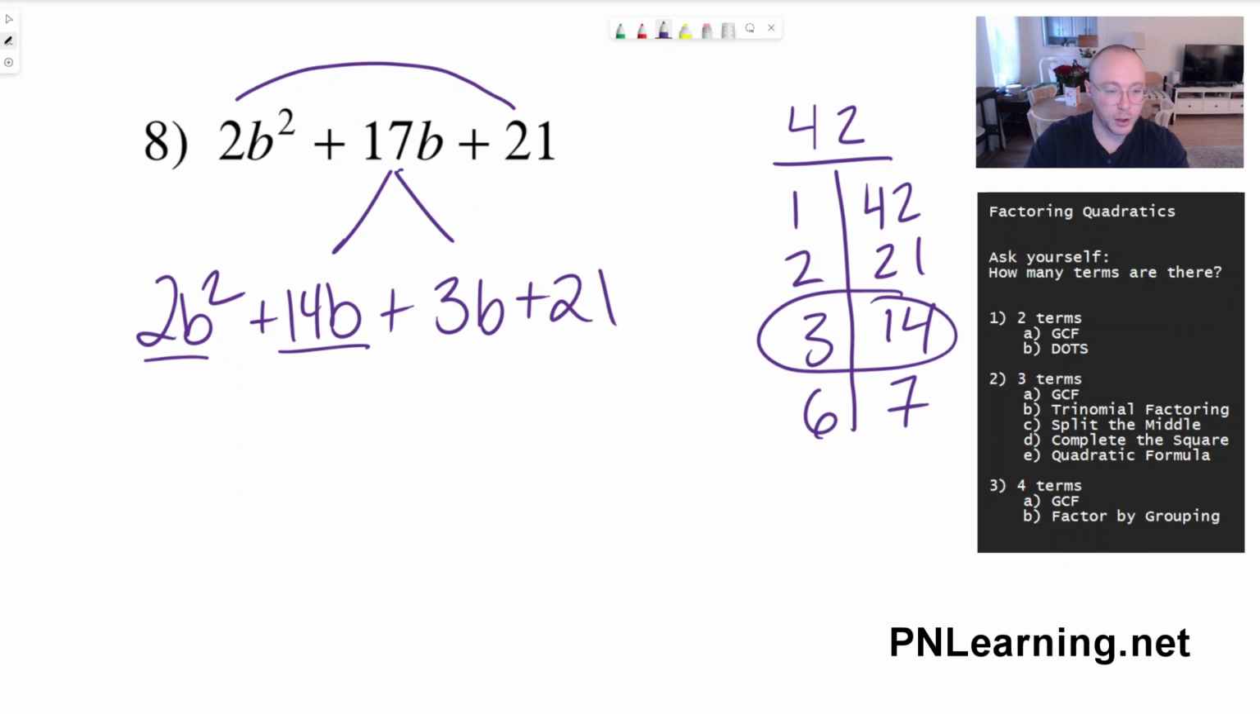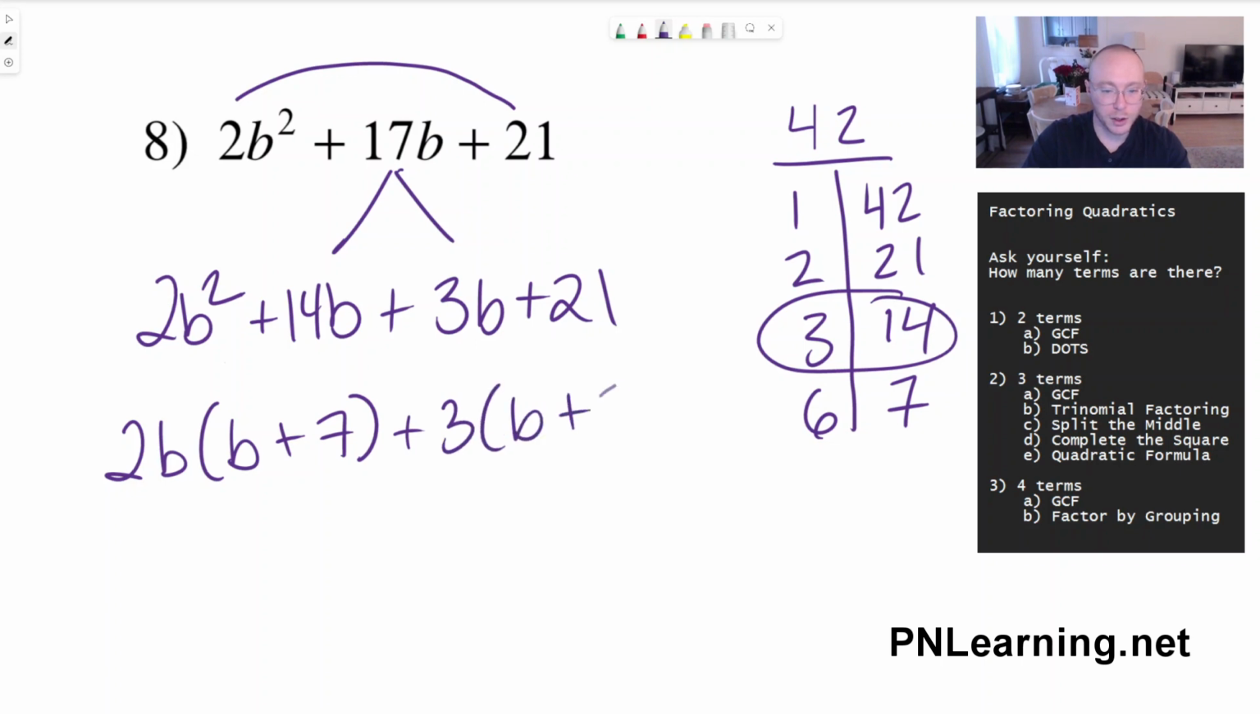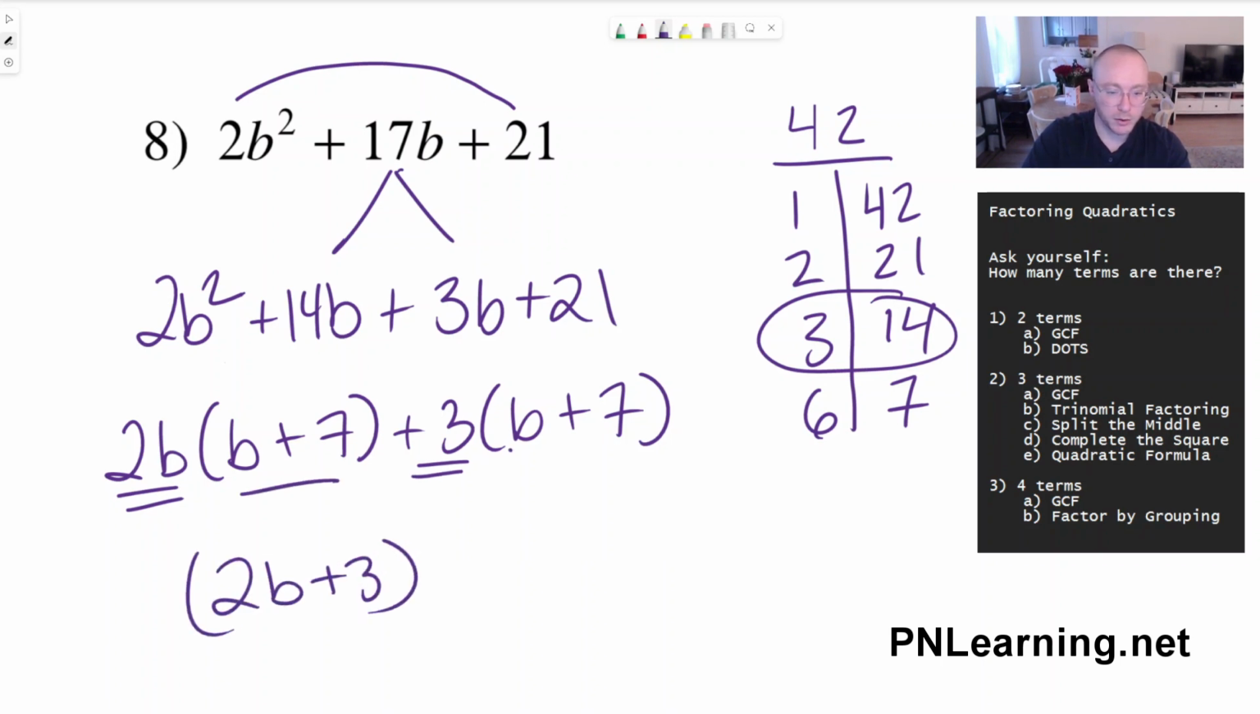And we're going to now do the GCF of the first two terms here, 2b squared and 14b. Looks like we could take out a 2 and a b. We would be left with b plus 7. Over here, 3b and 21, we can take out a 3. So we'll be left with b plus 7. There you have it again. We have 2b plus 3. That's one of our binomial factors. And b plus 7. That's our other binomial factor. That's it for number 8.